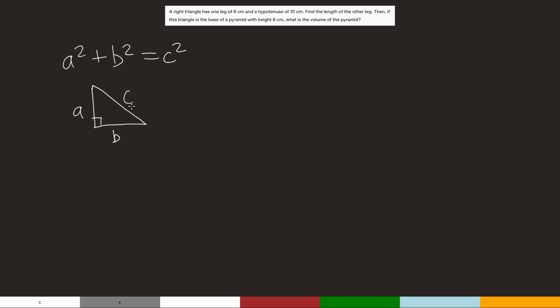And then the volume of a pyramid, where the bottom is a triangle, the formula is given as 1/3 times the base area, or the base of the triangle, times the height. So hopefully you learned these two formulas already in geometry class. So let's solve this problem.